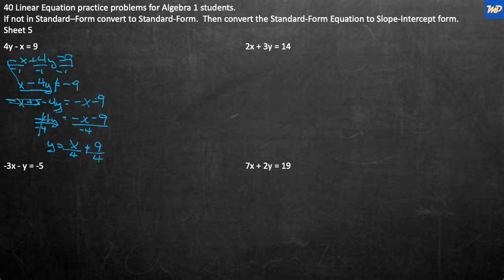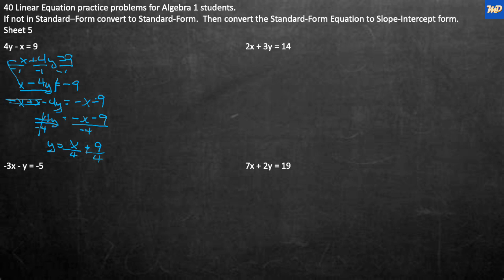Okay? Next problem. 2x, 3y, 14, they're in the right format. Nothing needs to be converted. We just need to go to slope-intercept. X is in the beginning, the y is second, the constant's on the right-hand side. Positive x term, we're good. No fractions anywhere. Only integers. We're there.